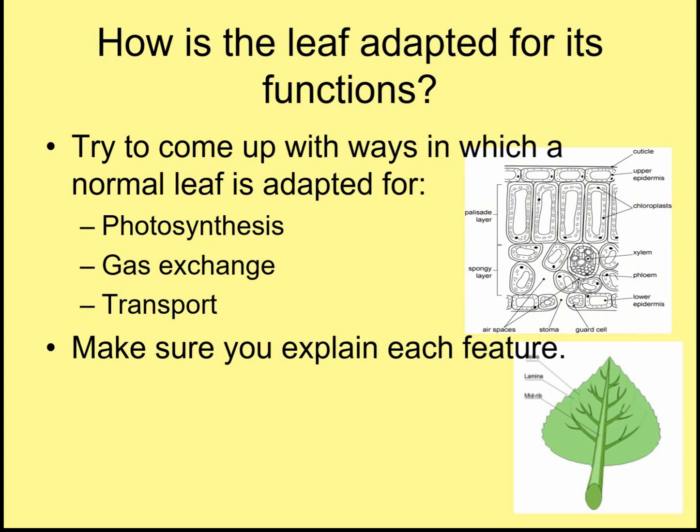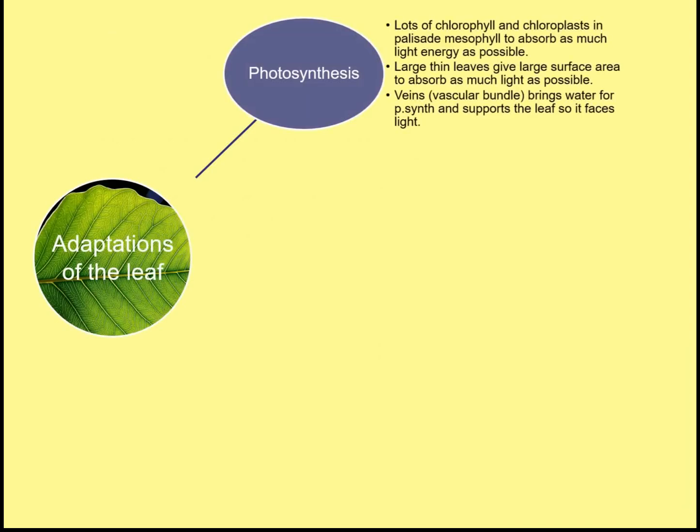Okay, so hopefully you've come up with adaptations for photosynthesis, which would include having large amounts of chlorophyll and chloroplast in the palisade mesophyll so that it can absorb as much light as possible. Thin leaves, but giving a large surface area, so very big but very thin, so they can absorb as much light as possible, and light doesn't have to travel very far to get through to those chloroplasts.